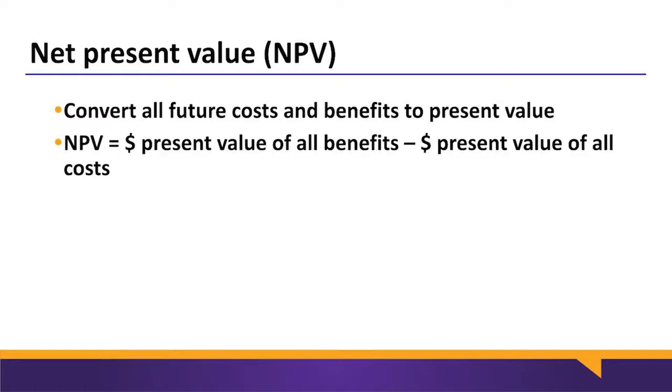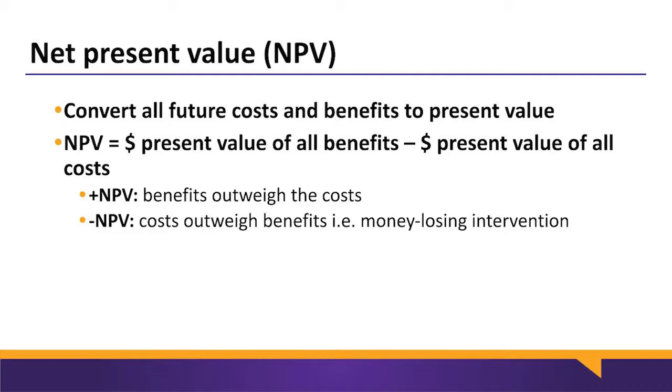In simple terms, net present value takes the value of all the benefits minus the value of all the costs in a certain year and brings them back to the present day's value. So if the net present value is positive, then the benefits outweigh the costs. And if the net present value is negative, the costs outweigh the benefits. So it's a money-losing intervention.